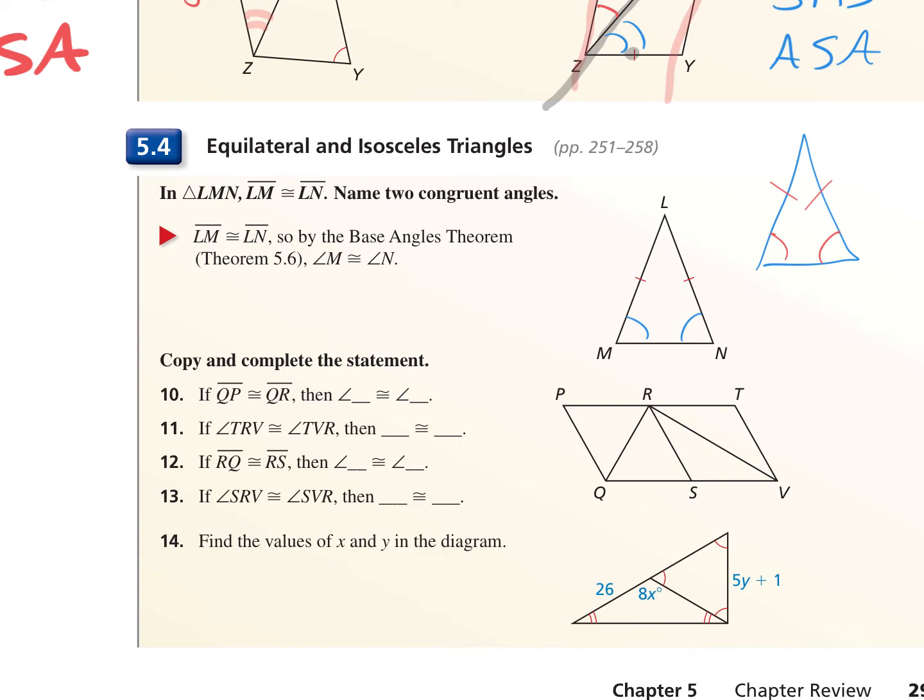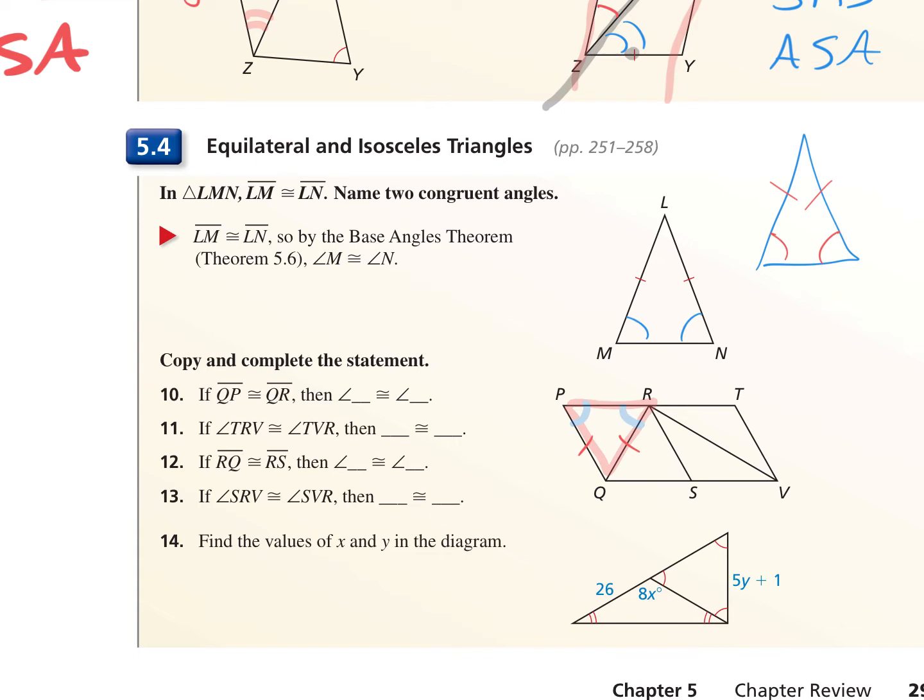So number 10, it says copy and complete the statement. It says if QP is congruent to QR, then which angles are congruent? So the triangle that I'm referring to is this one right here. I can pull it apart. And then by my base angles theorem, I know that these angles opposite those two congruent sides are congruent.